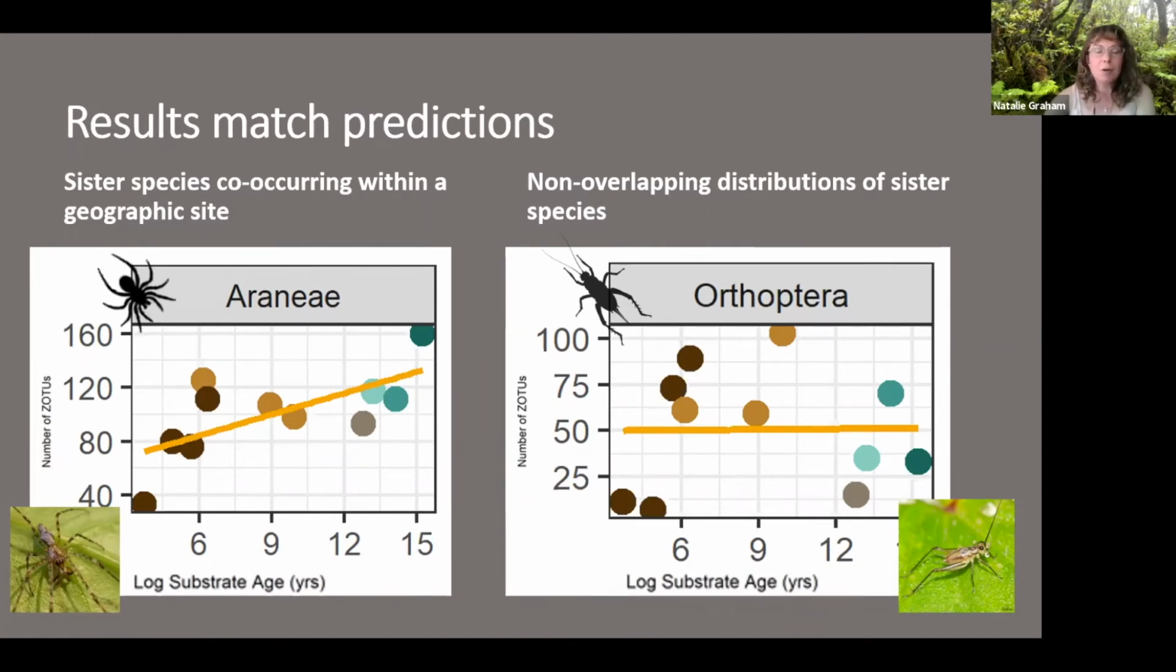And as predicted, what we see here is when species are co-occurring, we see this accumulation of diversity over time. With the spider lineages, it's very, very distinct. And also, as predicted, we see that there's really no detection of diversity accumulation over time with the Laupala crickets and with other Orthoptera. And so that is really agreeing with our expectations for species co-occurring versus non-overlapping distributions.